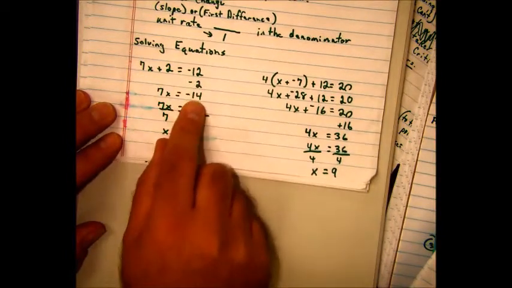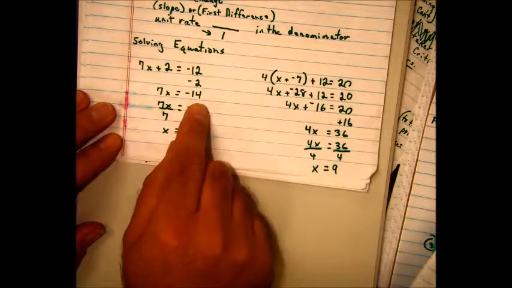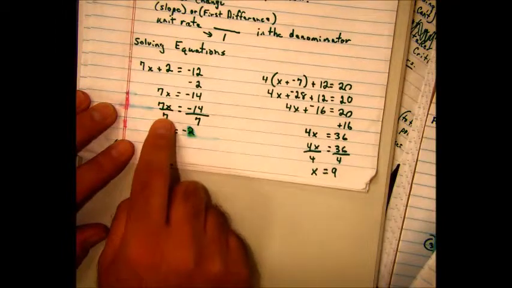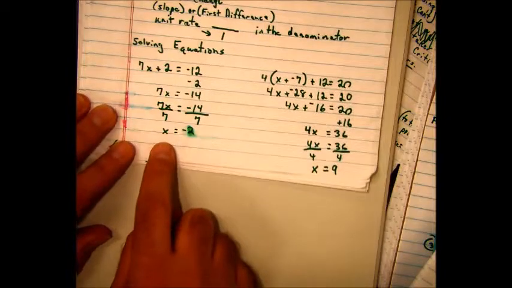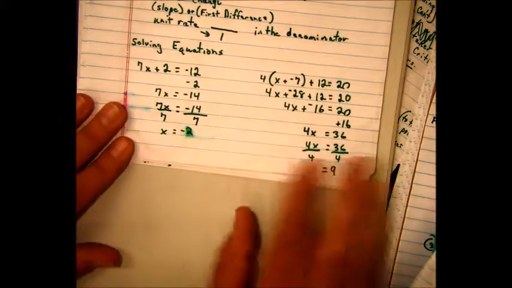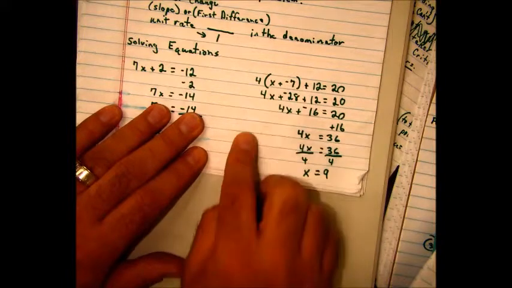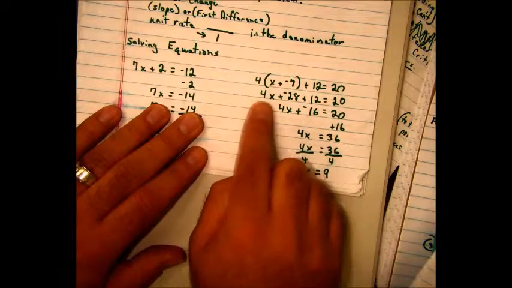Alright, solving equations. This is a review. This is why I'm going relatively quick. Remember, you have to isolate the number and the variable by itself. So that means you minus 2 from both sides. You're left with 7x equals negative 14. You would then divide by 7 because they're opposites. This is multiplied by 7, so you divide by 7 and you get x equals negative 2.